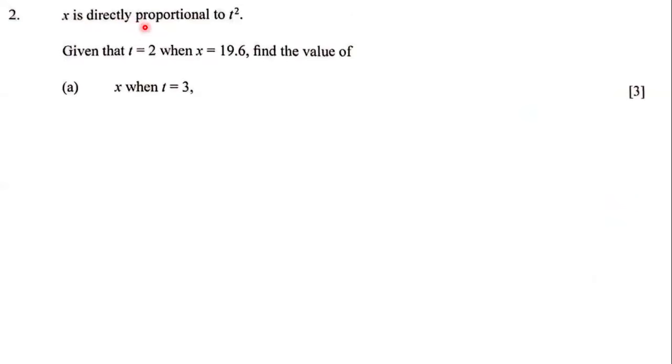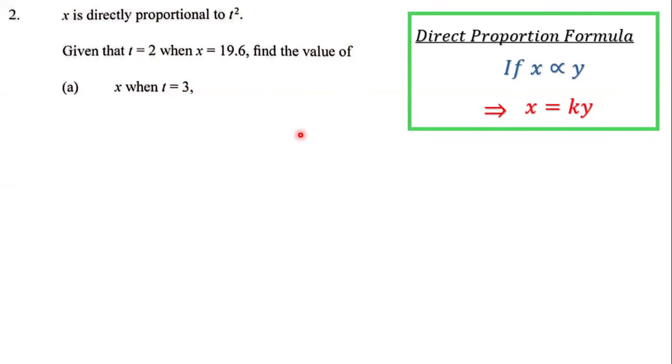It says that X is directly proportional to T squared. Given that T is equal to 2 when X is equal to 19.6, find the value of X when T is equal to 3. Now it says that X is directly proportional to T squared. What does that mean? Here we use the direct proportion formula. Now, if X is directly proportional to Y, that implies that there exists a constant K such that K times Y is equal to X. So if X is directly proportional to Y, then X is equal to K times Y.